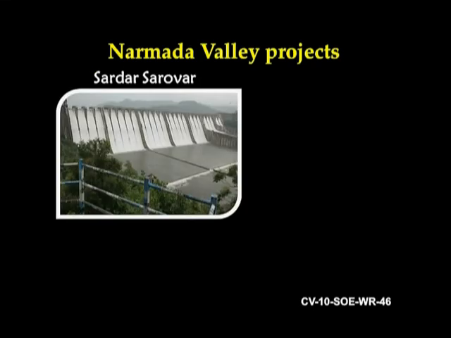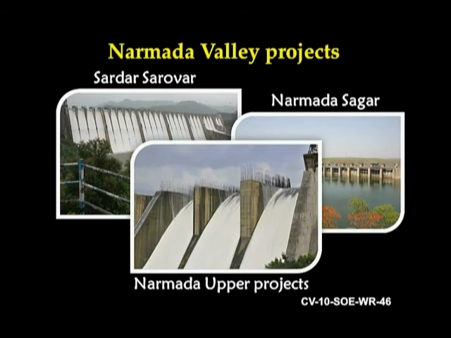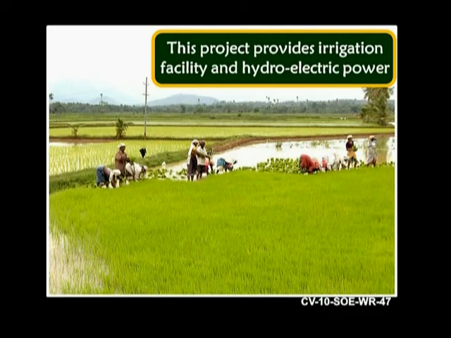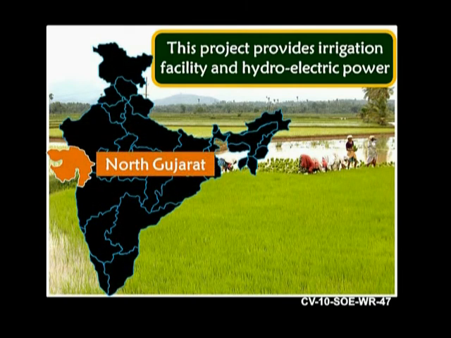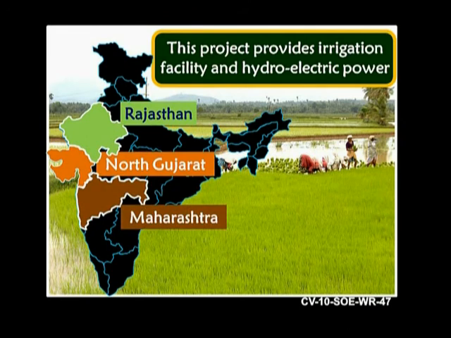Now let's move on to Narmada Valley projects. Narmada River has totally 23 dams across its length and breadth, hence called the Narmada Valley projects. Sardar Sarovar, Narmada Sarovar and Narmada Upper projects are the main ones. This project provides irrigation facility and hydroelectric power to North Gujarat, Rajasthan and a few areas of Maharashtra state.